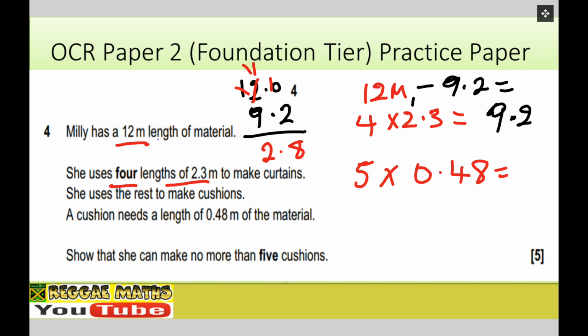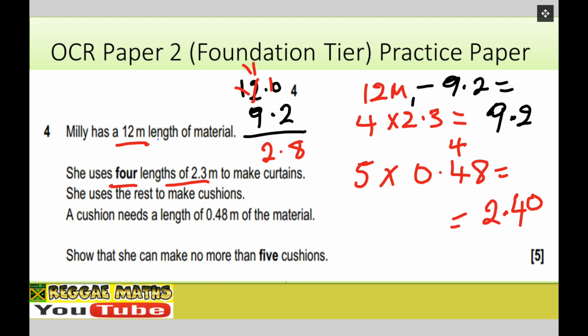8 is 40. So 0, carry 4. 5 times 4 is 20 plus 4, so that's 24. Okay, and then you simply need to add your 2 decimal places, so that equals 2.4.